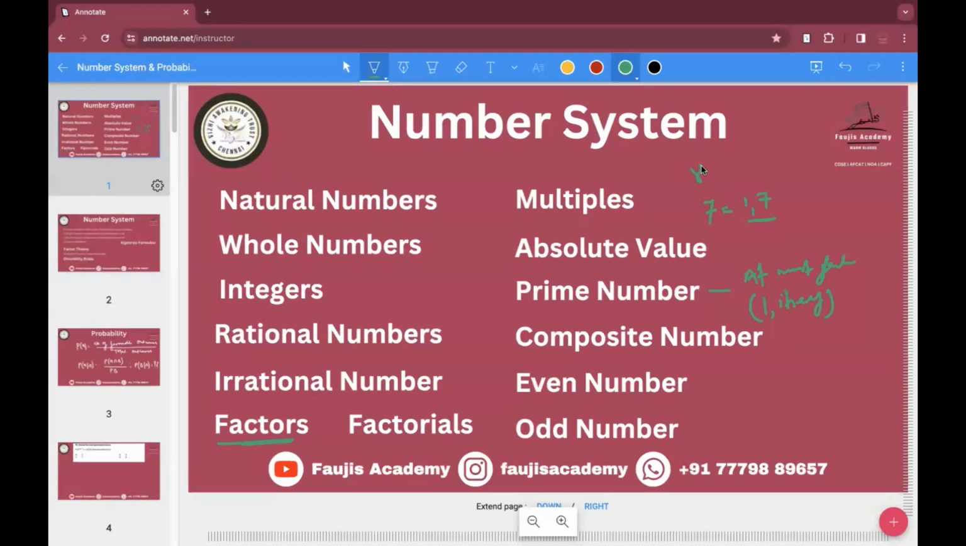But in the case of 8, what are the factors? Factors mean the numbers which divide that particular number. It is divided by 1, 2, 3, 4, 5, 6, 7, 8. We have more than two factors. And what are such numbers? Composite numbers. Any doubt up till here, guys? Please stop me and ask.